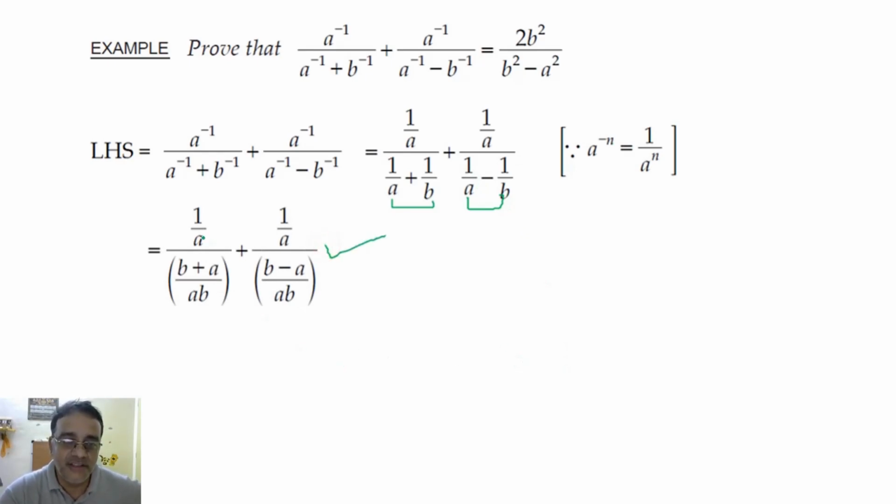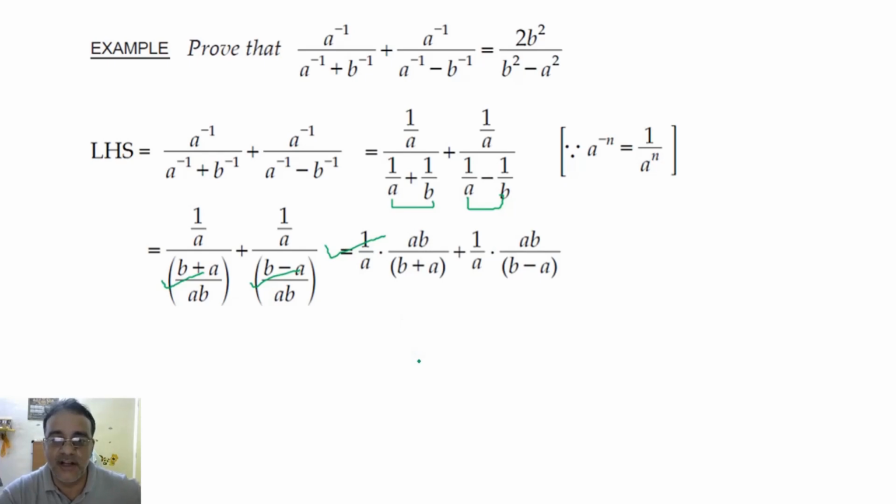Okay. Now this is in division. So if you want to write it in the form of multiplication, we have to take the reciprocal of these two. So reciprocal ले लिए 1 upon a into ab upon b plus a. Second term 1 upon a into ab upon b minus a. इसमें a और a cancel हो जाएगा. Here also a and a will be cancelled and we will have only b by b plus a, b by b minus a.